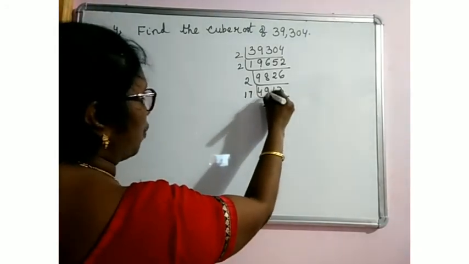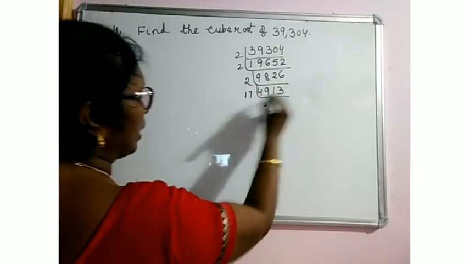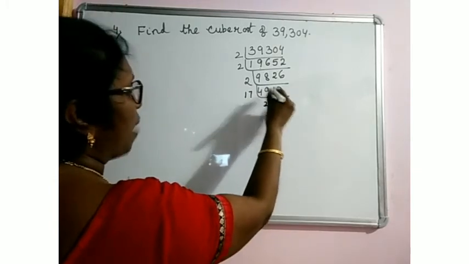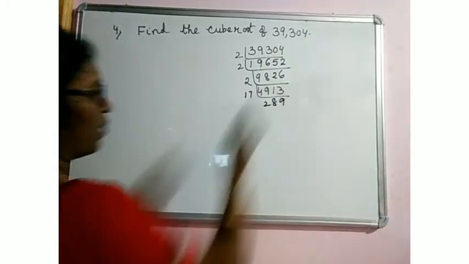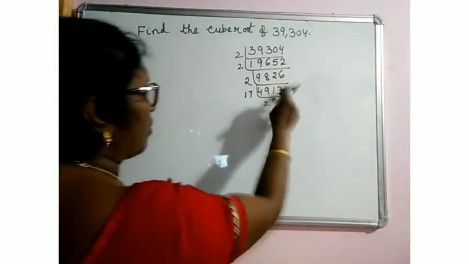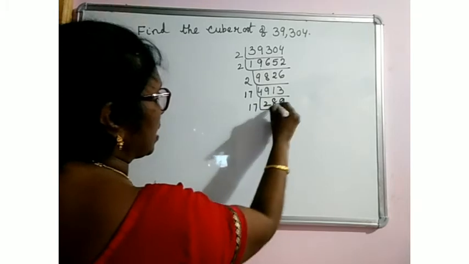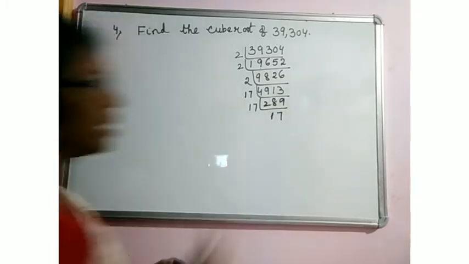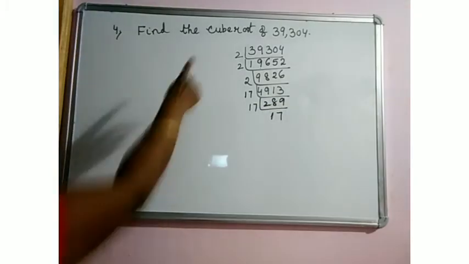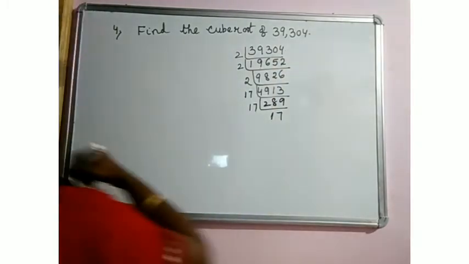So let me see. 17 2s are 34. 1 5 1. 17 8s are 136. 153. 17 9s are 153. If you cannot divide by the short way, do it by the long way and find. And 17 1s are 17. 17 7s are 119. So these are the prime factors we got for this.